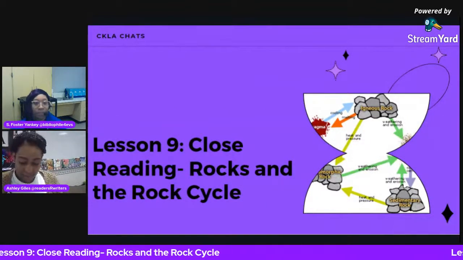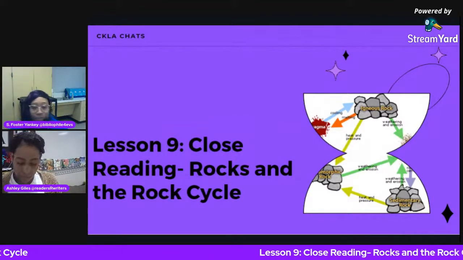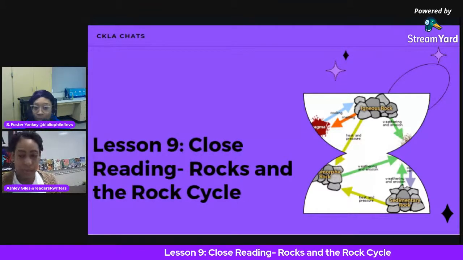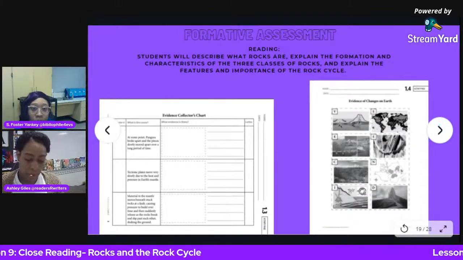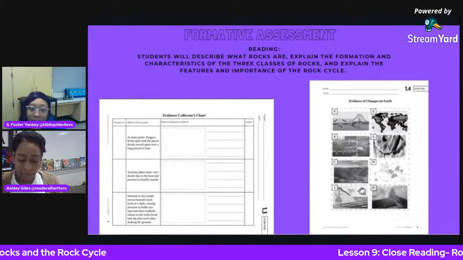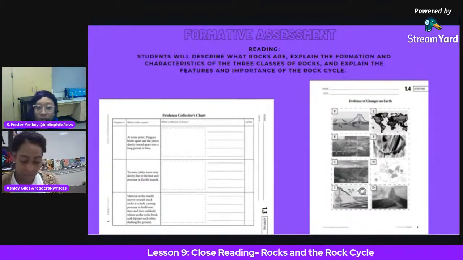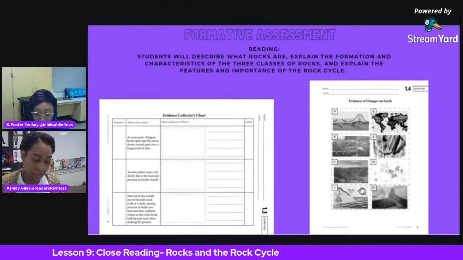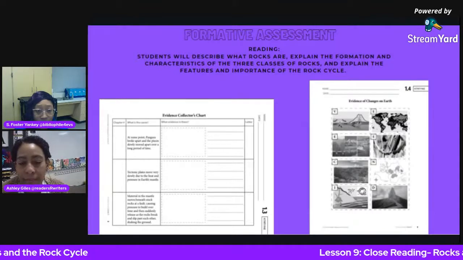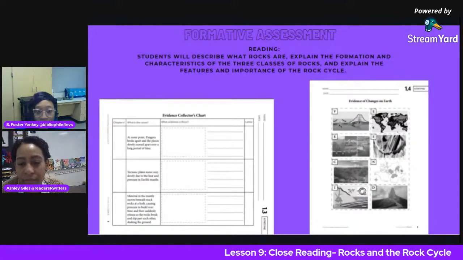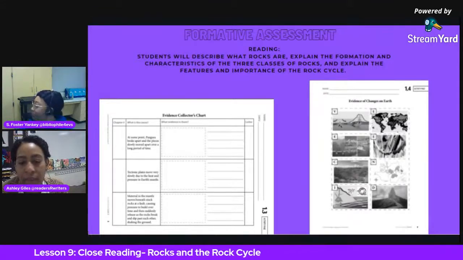Close reading, rocks and the rock cycle. Basically, close reading always means that they're rereading a chapter that they have read before. Students will describe what rocks are, explain the formation and characteristics of the 3 classes of rocks, and explain the features and importance of the rock cycle. So we are back to using our evidence collectors chart again. They have that statement, that's a cause. They're trying to find the picture that is the effect, and then writing that text evidence in the last column to solve that riddle.